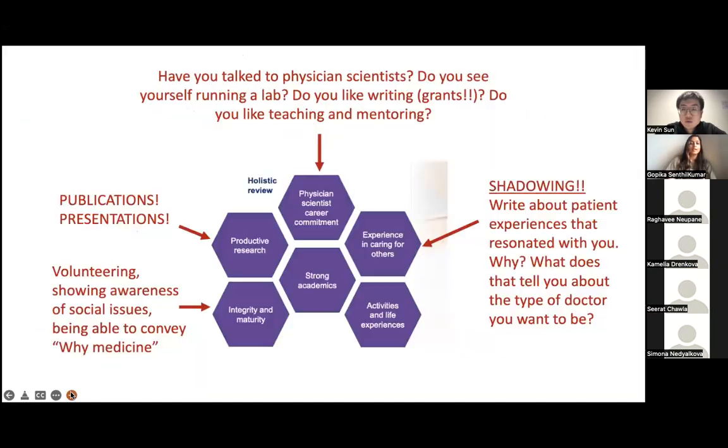Okay. And then I guess that's a nice segue into this component, where this is actually a really cool diagram that AAMC posted about the holistic review process of MD PhD, right? So we talked about the strong academics and we talked about productive research. So publications, presentations really help. And then the aspect here that I really want to highlight is the physician scientist career commitment.